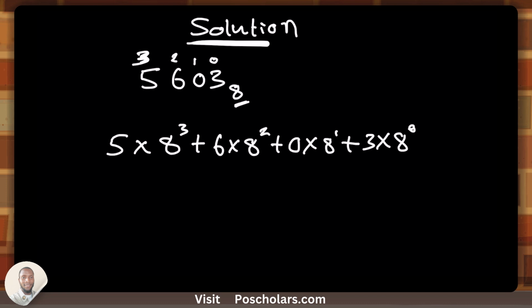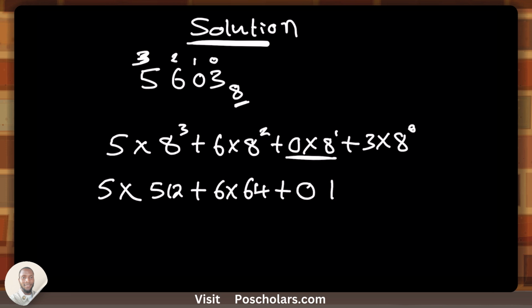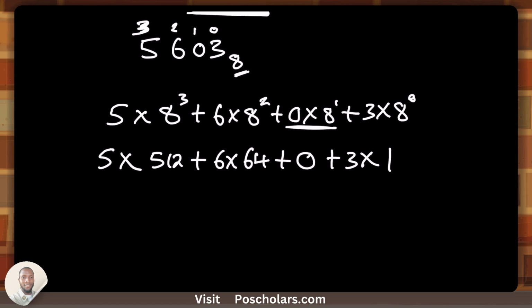Next, I will simplify. 5 times 8 raised to power 3 means 8 into 3 places, that'll give us 512, plus 6 times 8 into 2 places will give you 64. Then plus 0 times any number gives 0. Then plus 3 times any number raised to power 0 gives 1. So moving on, 5 times 512 gives 2560 plus 6 times 64 gives 384. Then plus 0, we don't need it. 3 times 1 gives what?